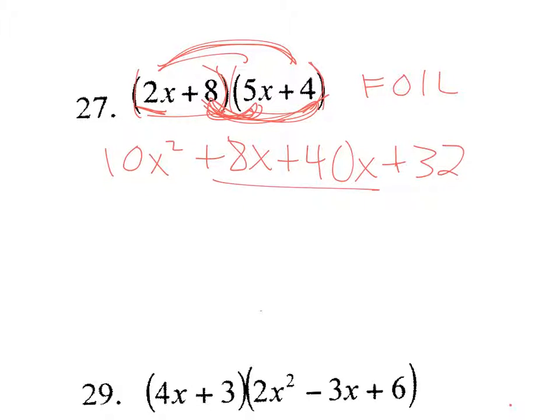Check yourself that you combine like terms. It's a good sign you're doing it right. If the middle two terms combine, that usually happens. 10x squared plus 48x plus 32.